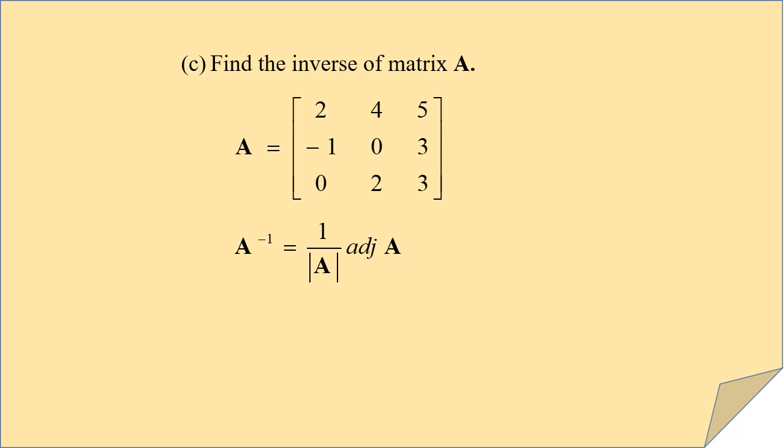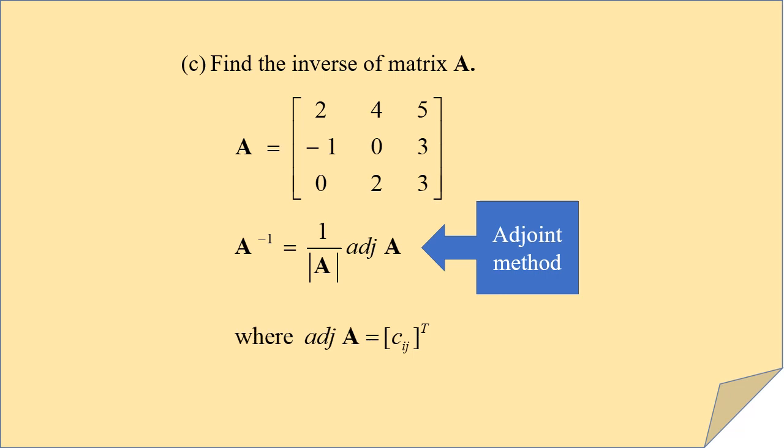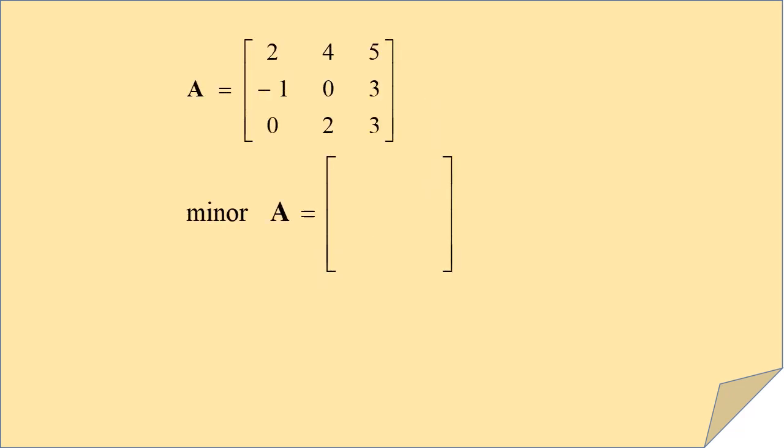Because to find the adjoint, we have to find the cofactor. And then the cofactor, we can use it to find the determinant. Okay, so first step, we have to find the adjoint, which means that we have to find the minor first. So to find the minor, because we need to find the cofactor, right? First of all, we find out what the minor is.